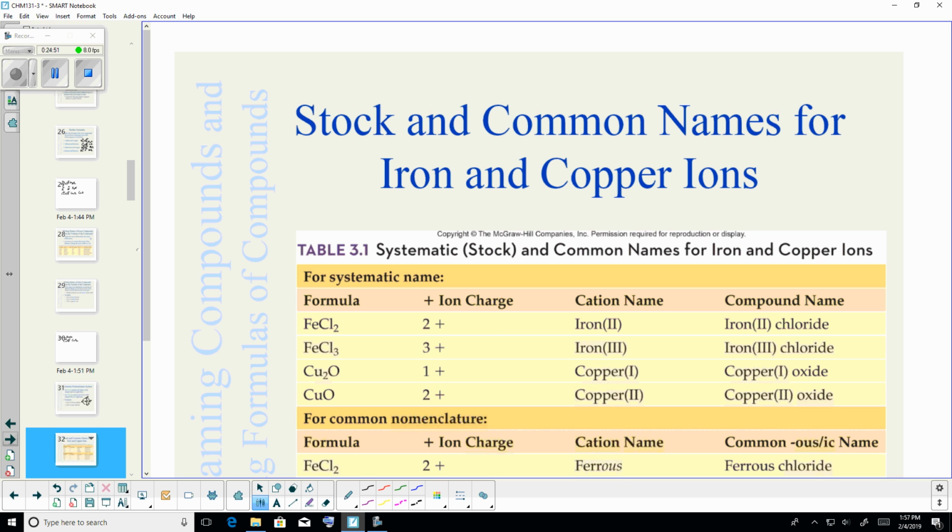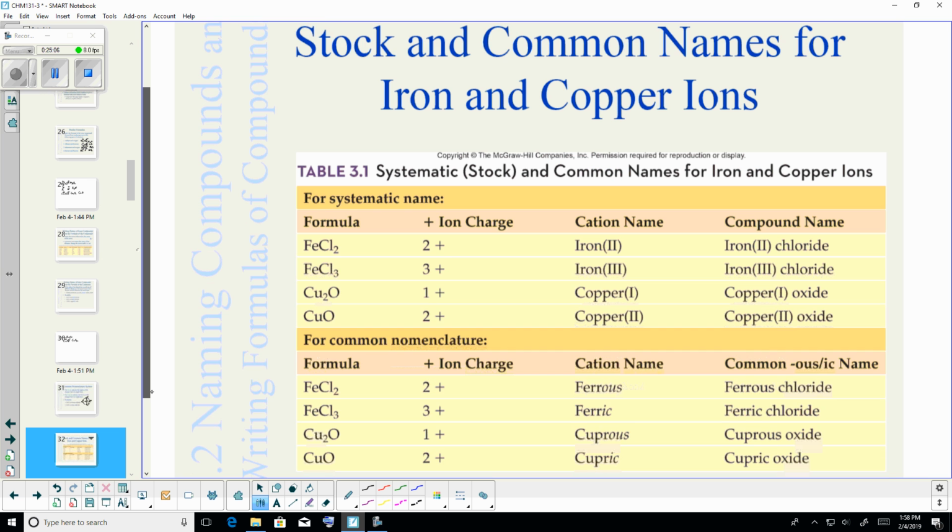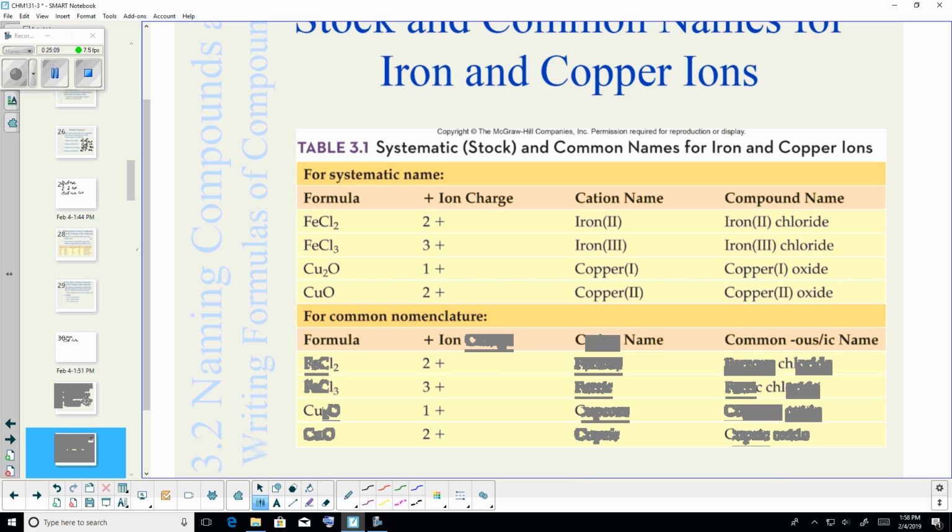So the Roman numeral system is also called the stock system. You can see for iron, we have iron 2 and iron 3, whose common names would be ferrous and ferric. Copper is +1 and +2, so it would be cuprous and cupric. I'm not big on the common names, except that I've been around for a while, so I've been around since they were used before they came up with the stock system.